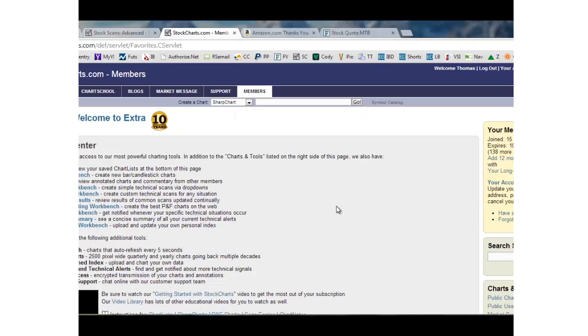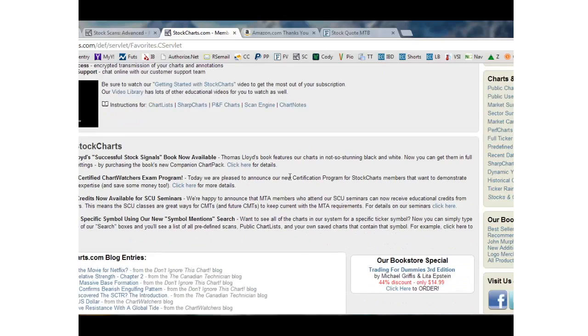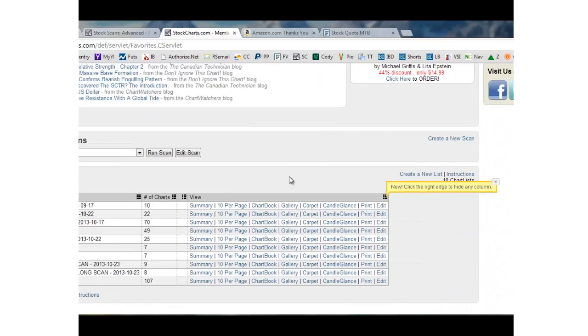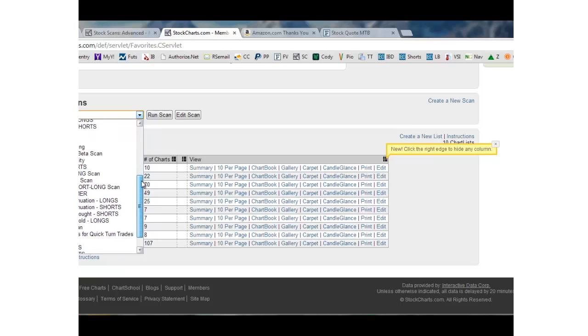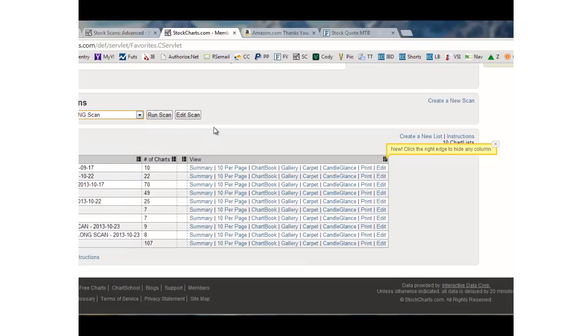So here we are at stockcharts.com, and we're going to use this site for the second and third candlestick formations that we talked about, the long and the long-short-long. And I'm going to go to our list of scans that I've programmed in here over the years. And somewhere in here we go, I have a long scan. Now I only have this set to find the long candlestick formation.